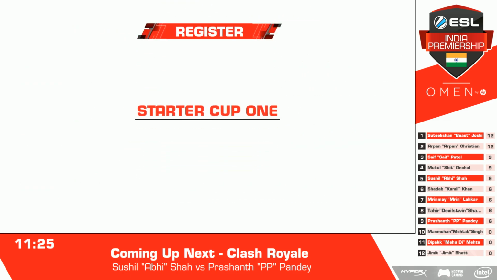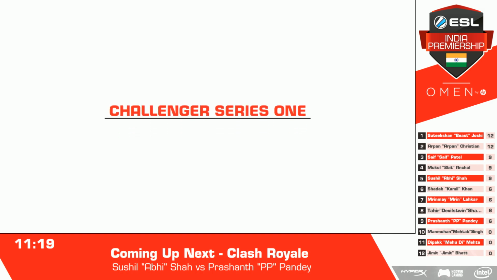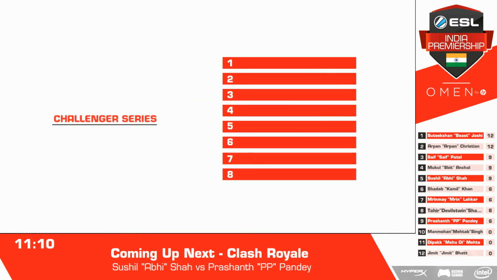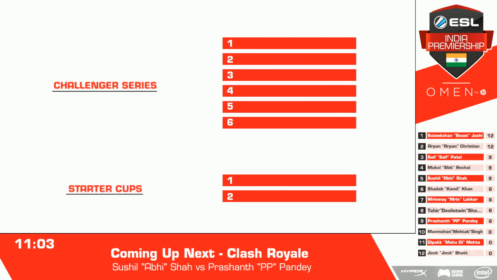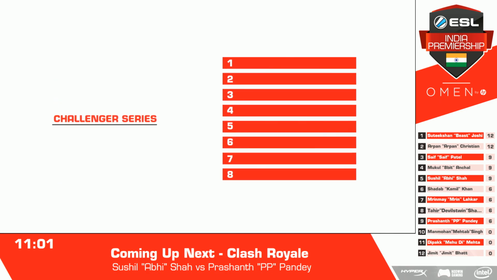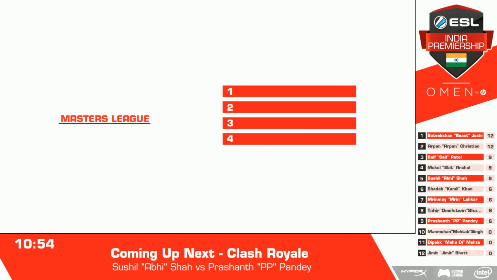Once you register for the Starter Cup 1, you'll have to fight your way to the top. At the end of the phase, you will get promoted to the Challenger Series 1. You should try and maintain your position in the Challenger Series 1, 2, and 3. But this is no easy task. At the end of every phase, the bottom 2 contestants are dropped out. They are replaced by the top teams from the Starter Cups. Those who succeed in the Challenger Series are rewarded with promotion to the Master League. The top 4 teams will proceed to play in the next season's Masters League.